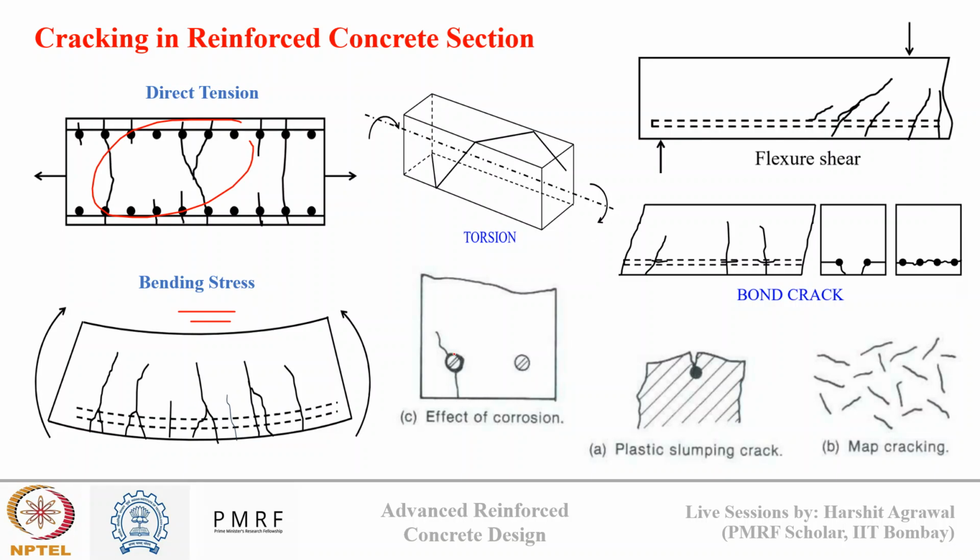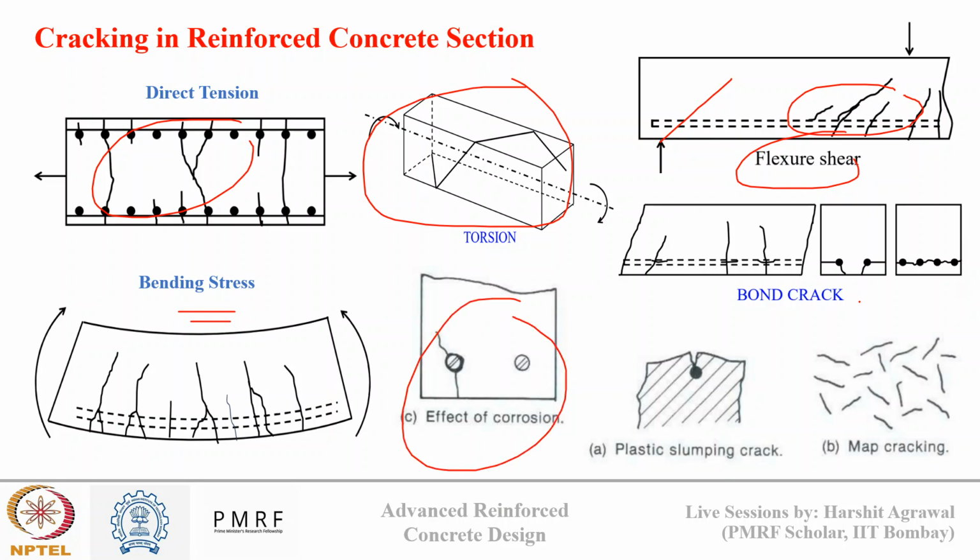There can be cracking due to shear. So we have seen flexure plus shear cracking, or diagonal cracking, can occur. There can be cracking due to torsion on the surfaces. There can be cracking due to corrosion. There can be cracking at the bond between steel and concrete.